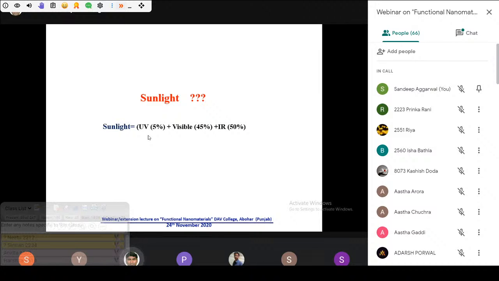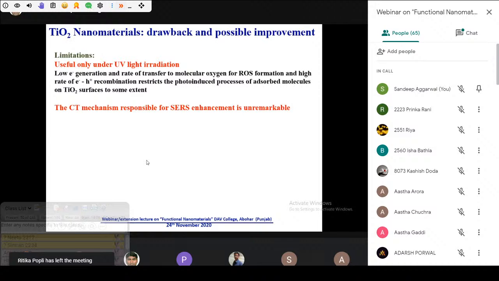It means we must have a material that can absorb, or whose band gap lies, in the visible or IR region. If the band gap corresponds to the visible or IR region, then we can use the sunlight for exciting those electrons which are jumping from valence to conduction band. So TiO2 or similar metal oxides are very useful, but they are active only in case of UV. So this is the drawback for them. They are useful only under UV light.